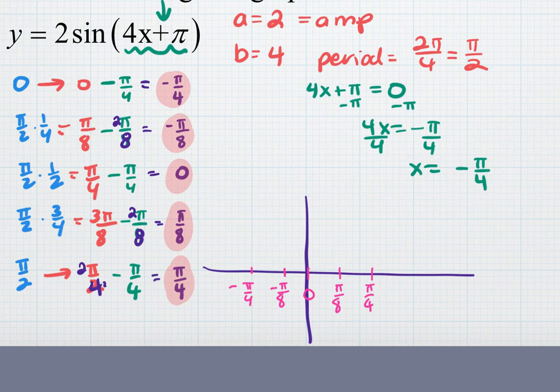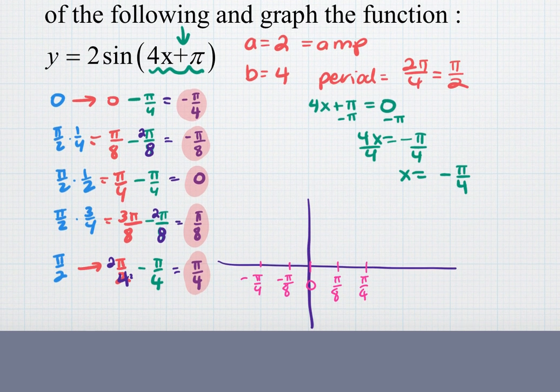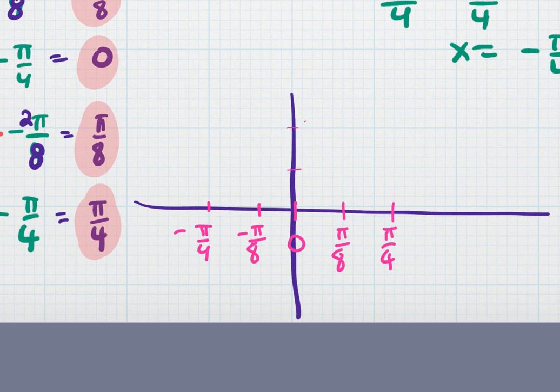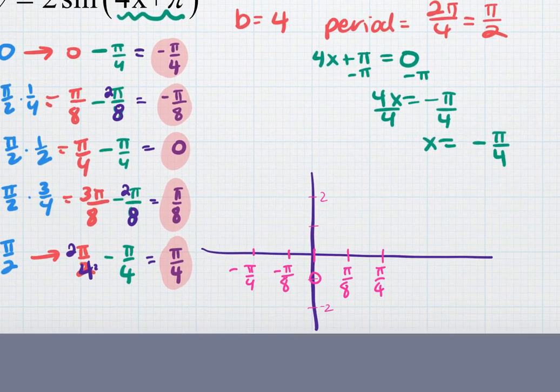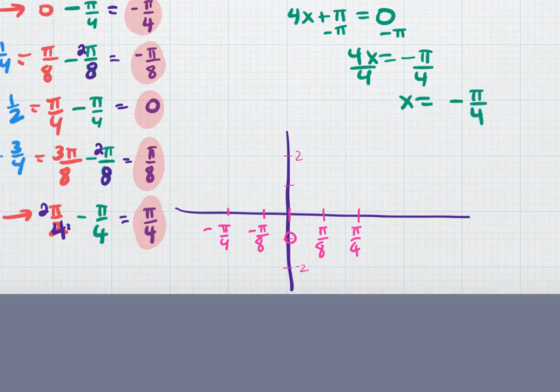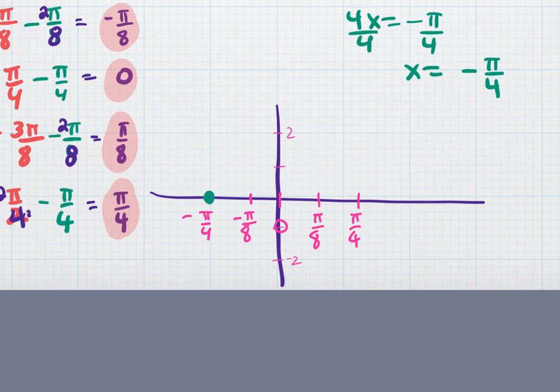With me so far? What was our amplitude? 2. So then I'm going to mark that on my vertical axis. And what are we graphing, sine or cosine? Sine. Where does it start? At the axis or at the amplitude? Good. So I'm going to start it at 0 at the very first key point.